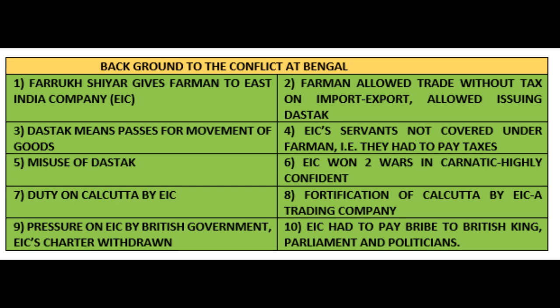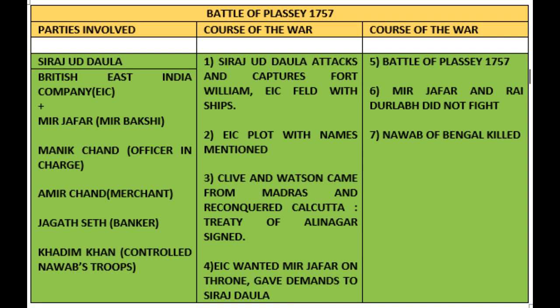Moreover, the East India Company had to acknowledge that the British government had all rights to control the activities of the East India Company, and in 1693, the right to trade was extinguished when its charter was withdrawn. The East India Company also had to pay a huge bribe of £80,000 to the king, the parliament, and the British politicians. There was no way that the East India Company was prepared to back down, even at the cost of war. Siraj-ud-Daulah captured the English factory and marched on towards Calcutta, and thereby occupied Fort William in 1756.